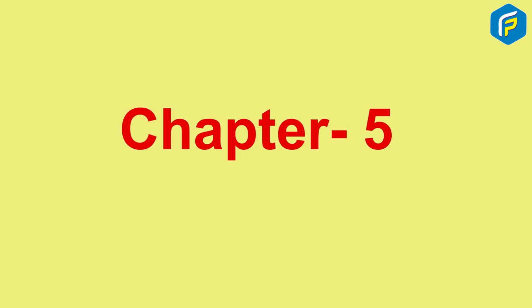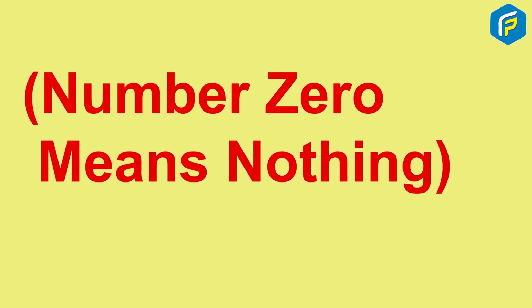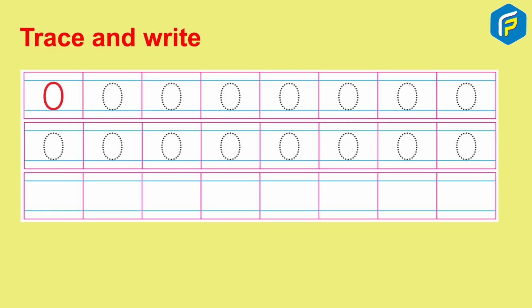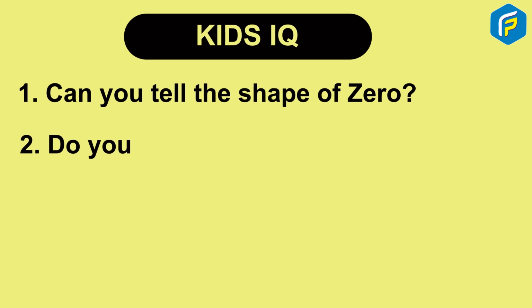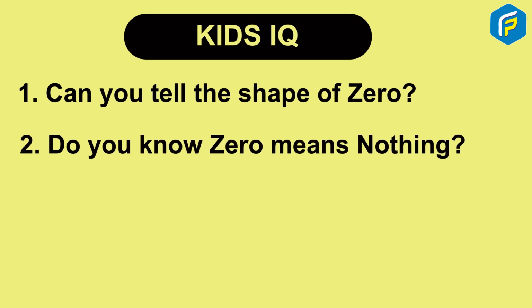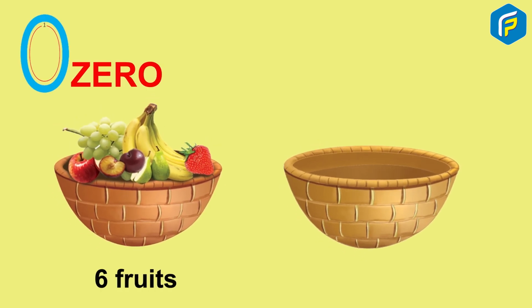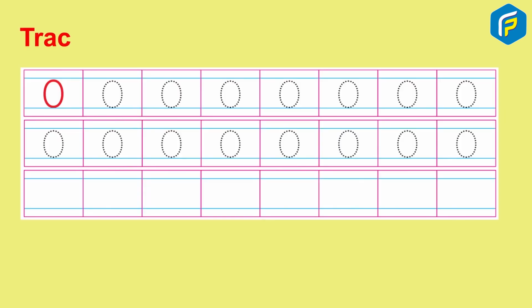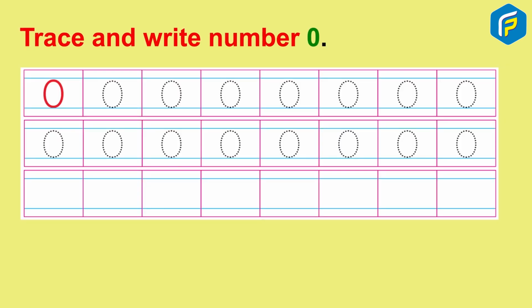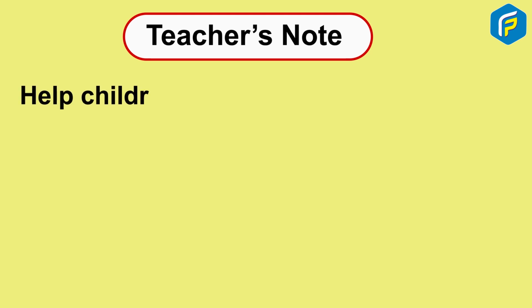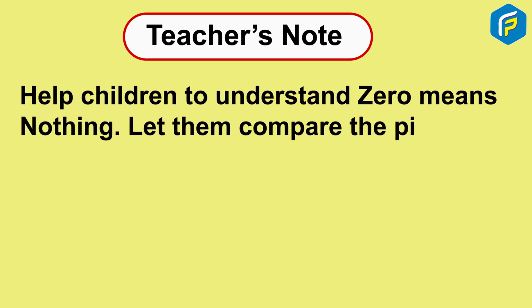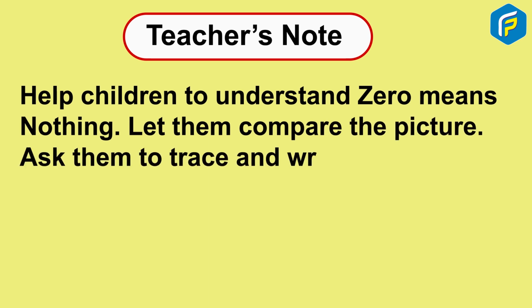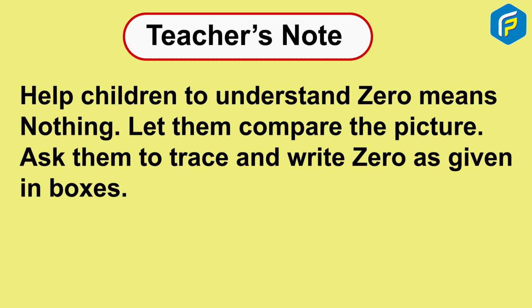Chapter 5. Number 0 means nothing. Trace and write number 0. Kids IQ. 1. Can you tell the shape of 0? 2. Do you know 0 means nothing? 0. 6 fruits. 0 fruit. Trace and write the number 0. Teacher's note. Help children to understand 0 means nothing. Let them compare the picture. Ask them to trace and write 0 as given in boxes.